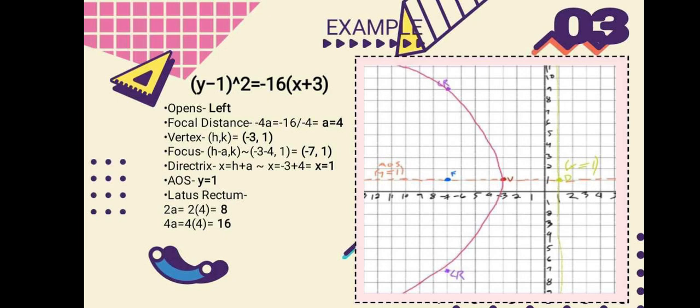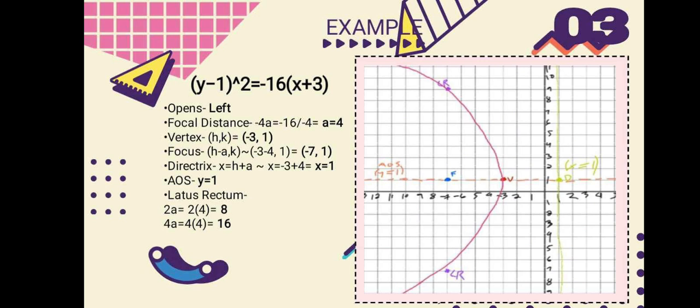This parabola opens to the left, so it has a negative sign in front of the x term, which indicates that the parabola opens to the left. The focal distance, the distance between the focus and the vertex, in this case is 4 units. Kindly refer to the picture below so you can find where 4 is. On to the vertex. The vertex is a point where the parabola changes direction. It's located at negative 3 and 1. You can see the vertex on the picture.